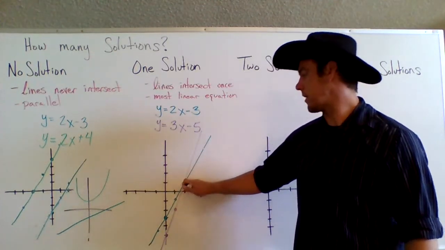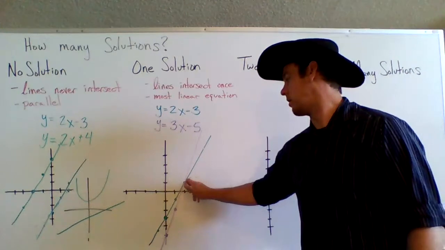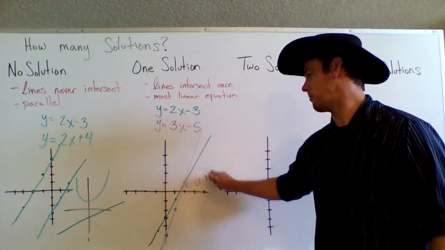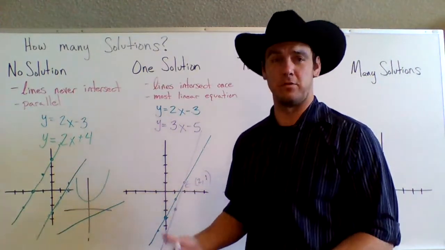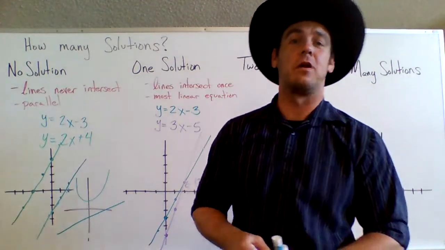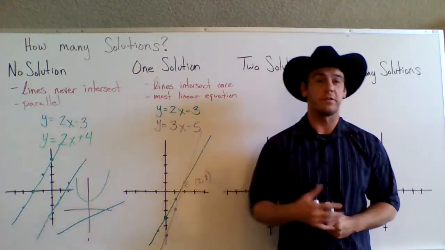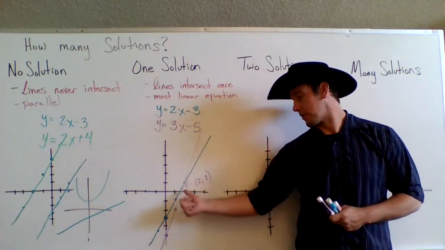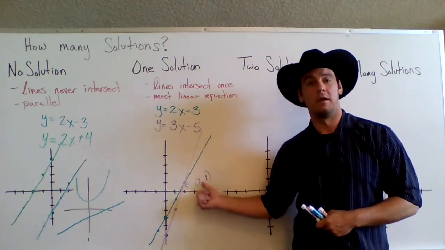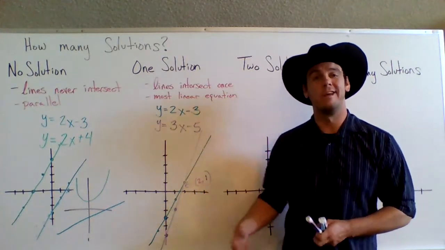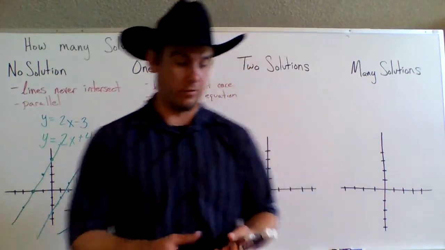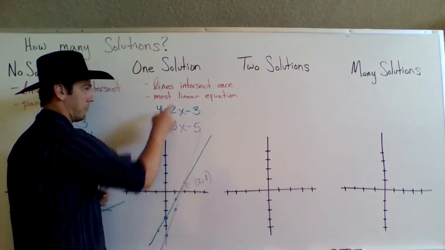Alright. So they intersect actually at 2, comma 1. So that is the solution. Now understand, I'm not asking you on these problems what is the solution, but here the solution would be 2, comma 1. X is 2, y is 1. So there's only one solution. They intersect at one spot here.